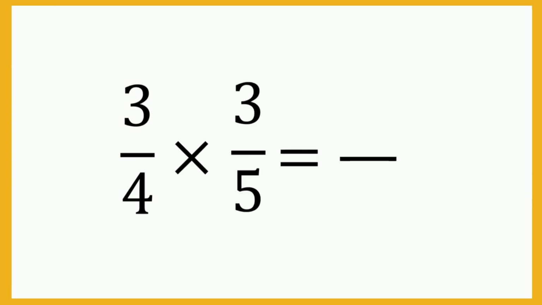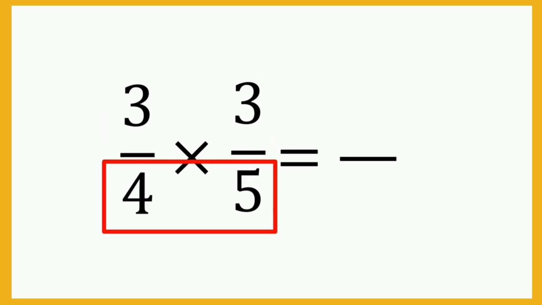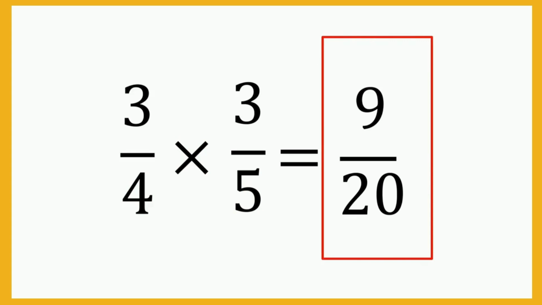Multiplying fractions is very straightforward. You simply multiply the numerator and multiply the denominator. So here we have 3 times 3 and that's just equal to 9. 4 times 5 is equal to 20. So the answer to this equation is 9 over 20.